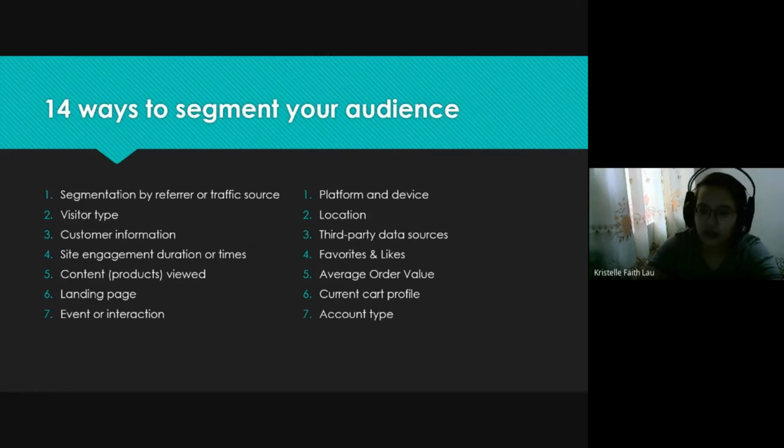Then we also have the average order value. If a customer's purchases have exceeded a certain value, then you can cross-sell other products of similar value which may be of interest, or which may warrant a discount offer. Then we also have the current cart profile. If a visitor has put products into their cart, you can promote products that have similar product profiles, whether that be color, material, theme, or even size.